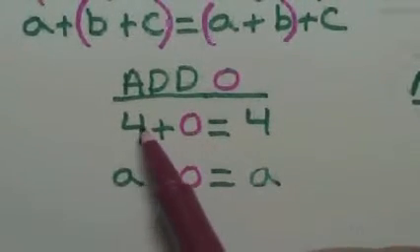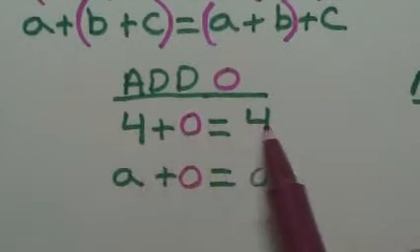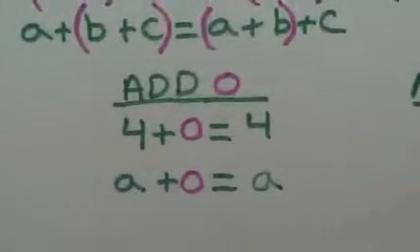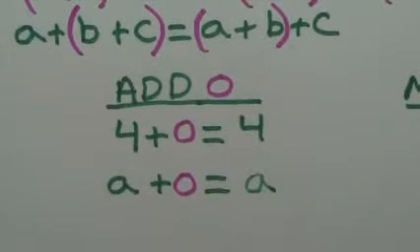So basically, if you add a 0, that's the identity property. You keep the original. You keep what you started with. You start with a 4, you end up with a 4. You start with an A, you end up with an A. So we add 0. That's the identity of addition.